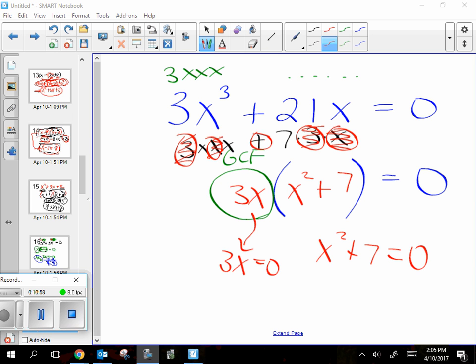Now, I could just ask you to look at this one and just think. 3 times some mystery number has to equal 0. What does x have to be? 0. 3 times 0 equals 0. Then, x squared plus 7 equals 0. I'm going to subtract 7.